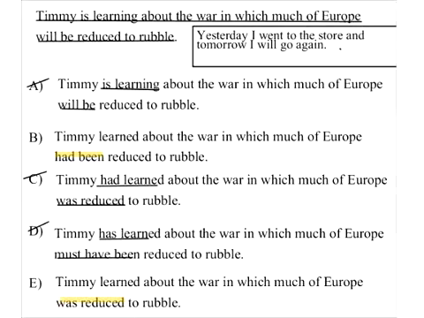And the same thing is true in this sentence. Timmy learned about the war. There was a war, and in that war, much of Europe was reduced to rubble. There is no possibility of confusion here.